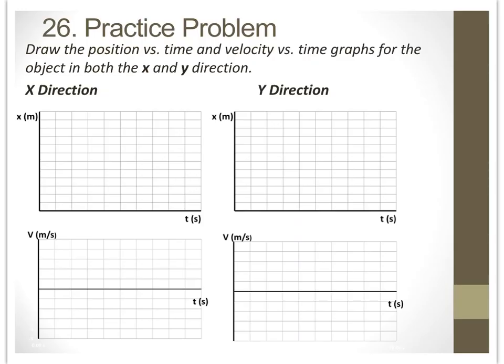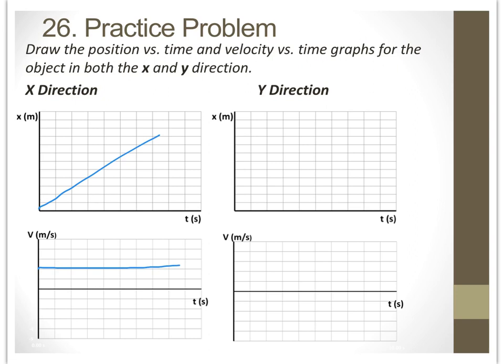So last thing to do here is draw the position versus time and velocity versus time graphs in both the horizontal and vertical directions. So in the x direction, we have a constant positive velocity, so my position versus time graph is just going to be a straight line with a positive slope. My velocity versus time graph is just going to be a horizontal line showing a constant positive velocity.